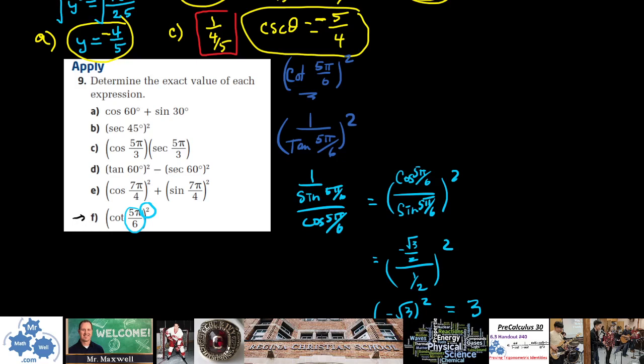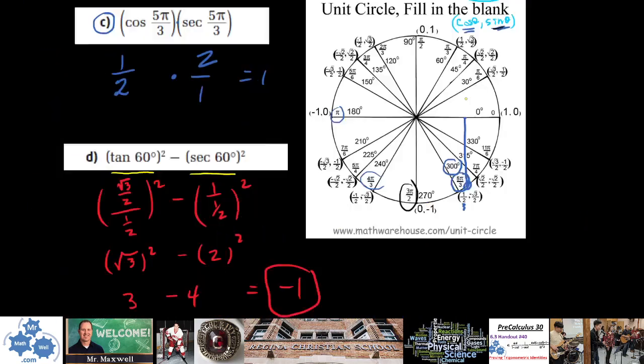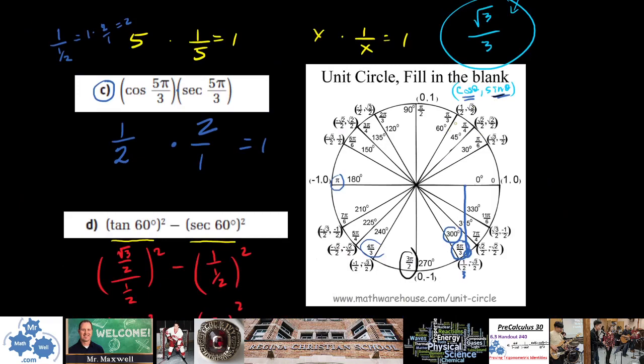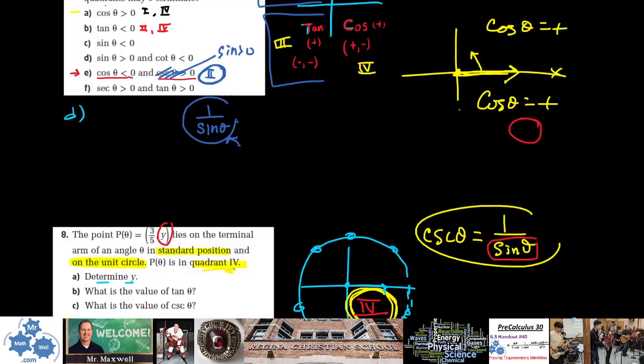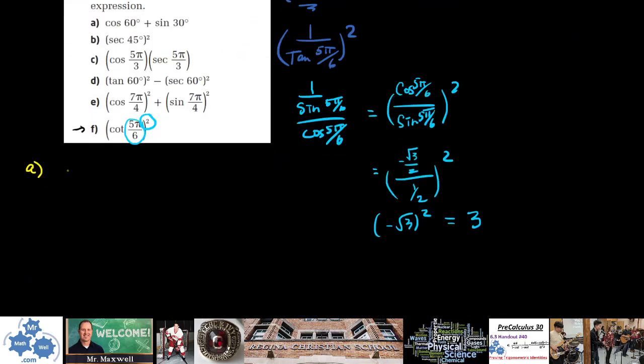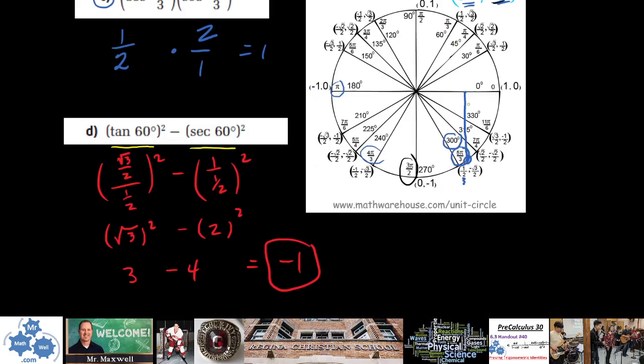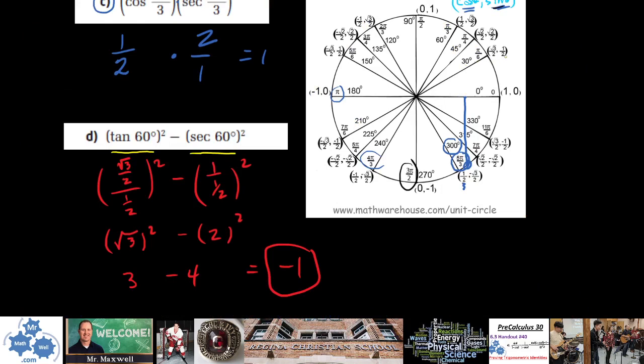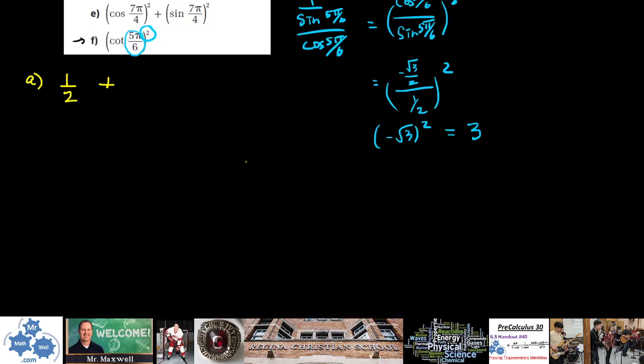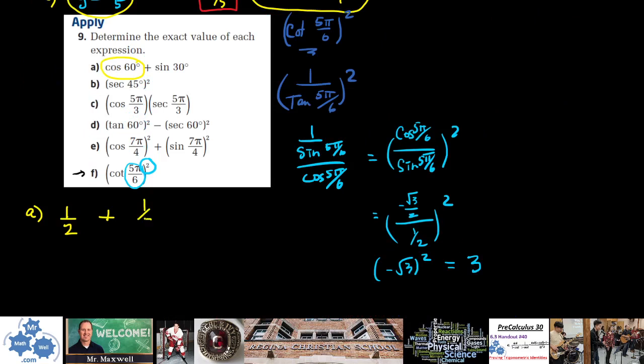So example for A, cos of 60. So if you go back to a unit circle, where do I have my nearest unit circle? Here we go. Cos of 60 we said was positive 1/2. So this can be straight replaced with 1/2. The sine of 30, go back to a unit circle, here's 30. The sine is also 1/2. So we have 1/2 plus 1/2. The exact value is 1.